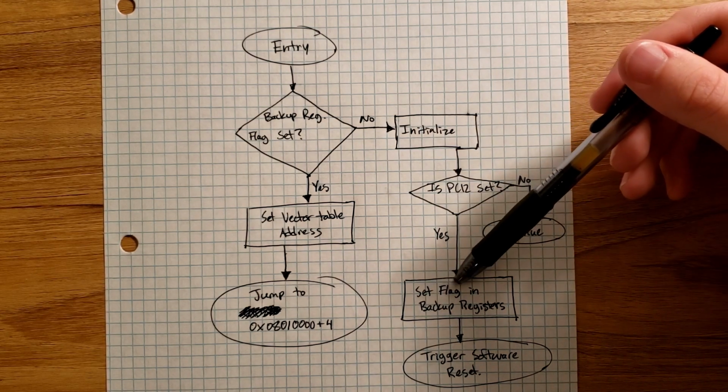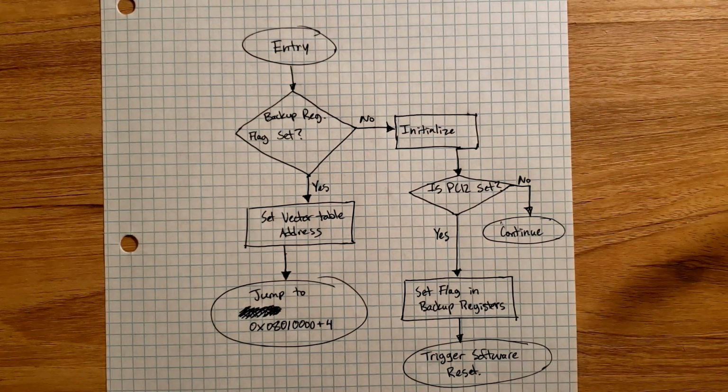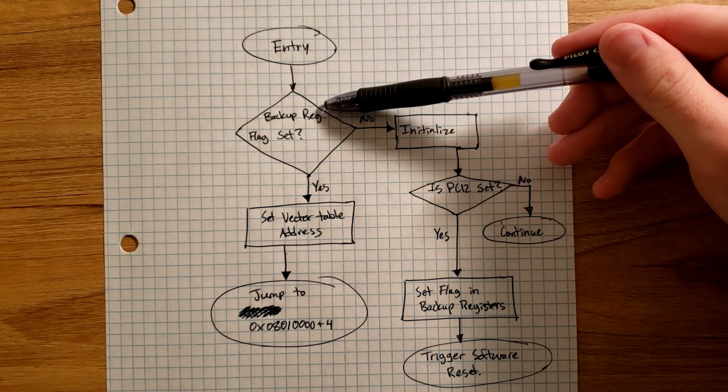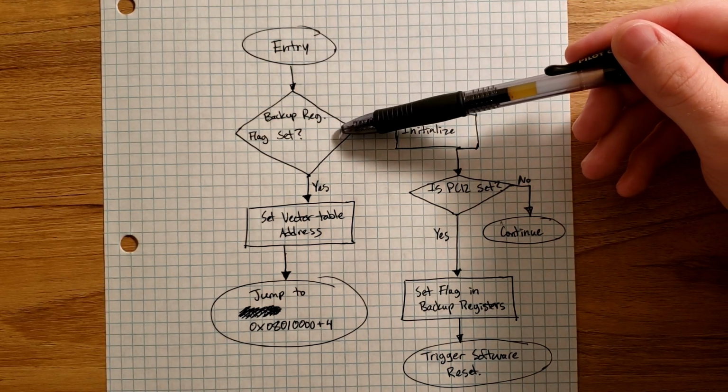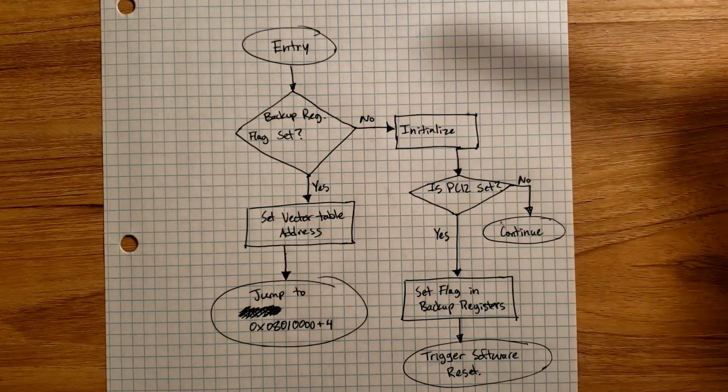If it is set, it's going to set a flag in the backup registers and then trigger a software reset. So now all the registers, all the interrupts, everything have been set to the reset state except for the backup registers. We go back to the entry point. It checks to see if the backup register flag is set. If it is, we're going to set the vector table address and then jump to our secondary firmware. And this is actually the working code.